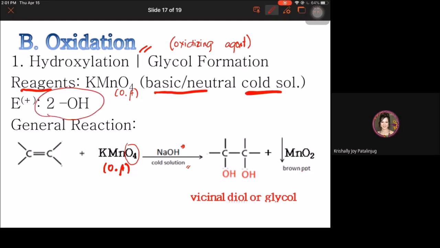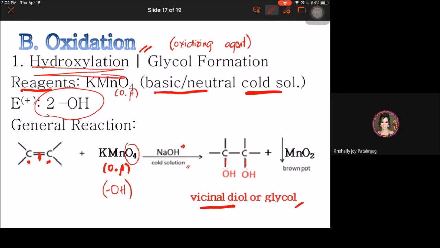Particularly, the electrophile to be added, since this is hydroxylation, is OH. Upon breaking the pi bond, OH is added to each double bond carbon. So that's all you need to take note of for the hydroxylation reaction. If you see the reagent potassium permanganate in the reaction, plus a cold solution and a basic environment, upon breaking the pi bond, OH is added. That is hydroxylation.